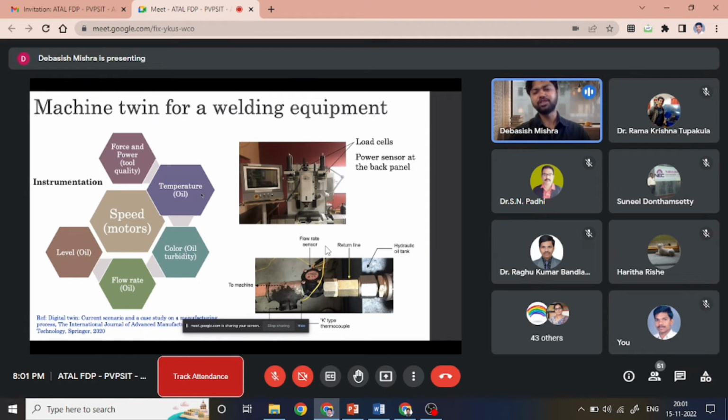We also did instrumentation in the hydraulic line, the return line of the hydraulic system. And you can see here this yellow thing is a thermocouple that was collecting the temperature of the oil. This is a turbidity sensor, for collecting the quality of the oil. And this sensor in black is a flow rate sensor that was collecting the information about the flow rate of the return oil.